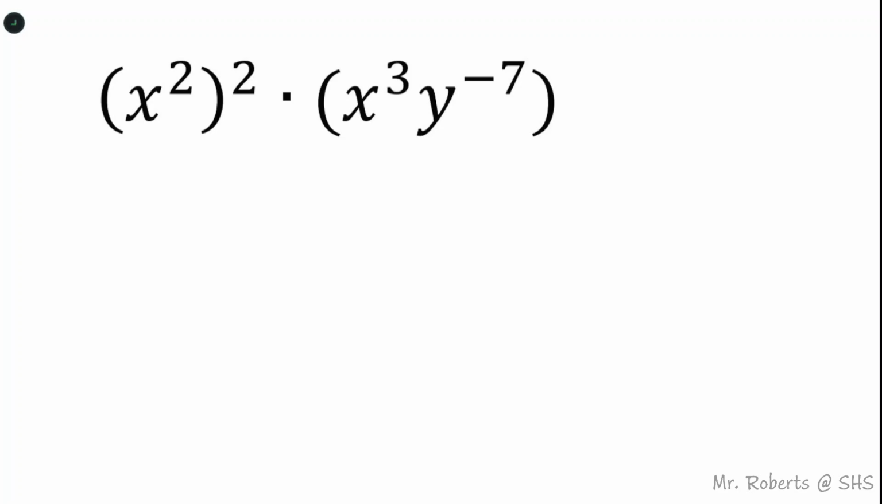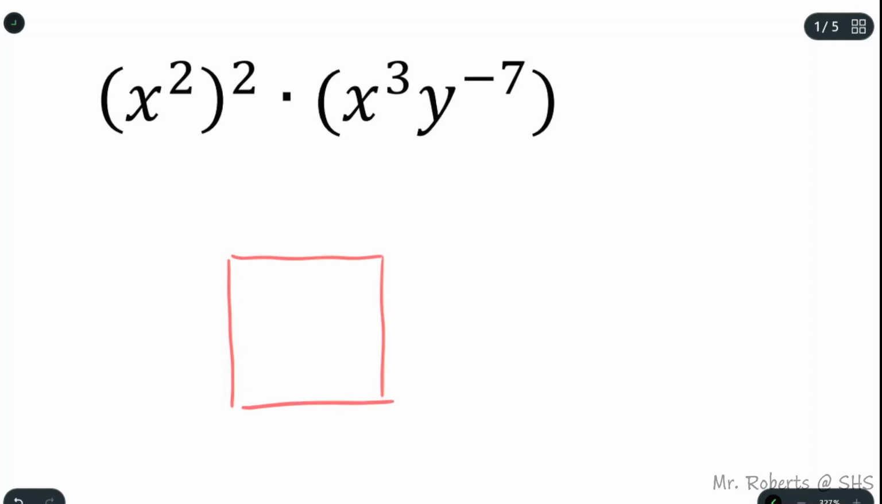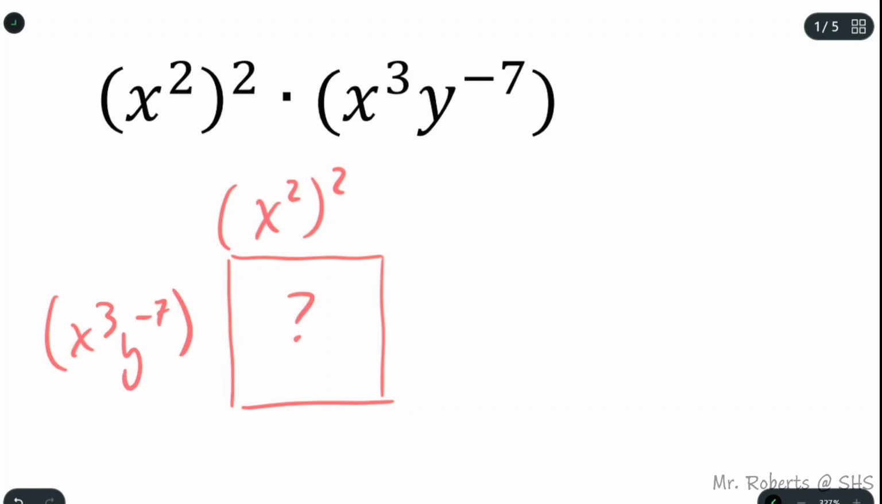So the first thing is I'm multiplying two things. Conceptually, I could even use an area model. Literally, I'm taking one thing here, which is x squared squared, and I'm multiplying it by this other thing, x cubed y to the -7th. And the question is, what do I get when I do that multiplication? Kind of a mess. So let's go ahead and just go through this and begin.